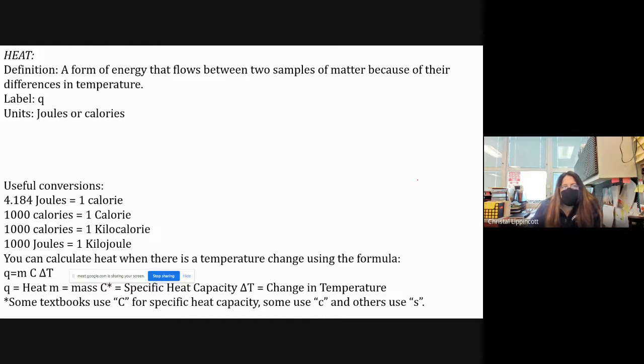All right, so heat is a form of energy. It's going to flow between two samples. We talked about that yesterday. We talked about the 3 different ways that heat can move. And it's always heat that moves and not cold. So heat is going to transfer from something that's hotter to something that is colder. 1 joule equals, this is 1 calorie.